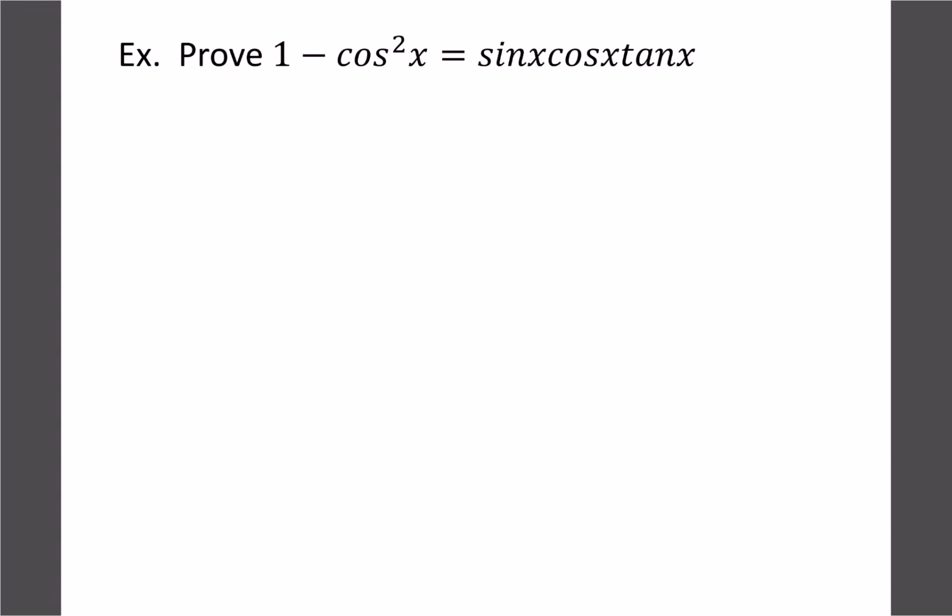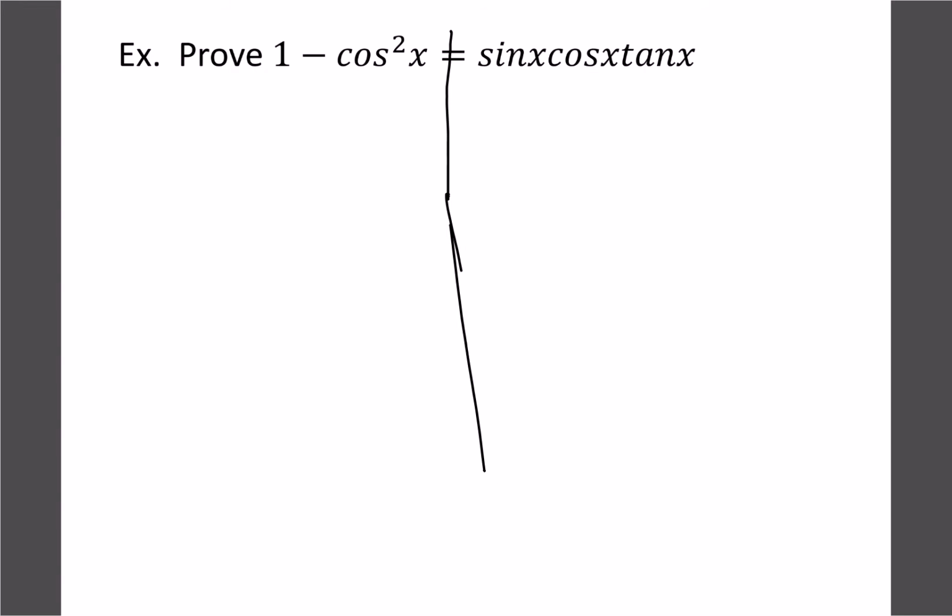So let's go through some examples and we'll see how this works. Our first example is: we want to prove that 1 minus cos squared equals sine times cos times tan. Sometimes we break it into two sides, so you can draw a line down the middle if you want. The idea now is we want to make these two sides equal to each other.